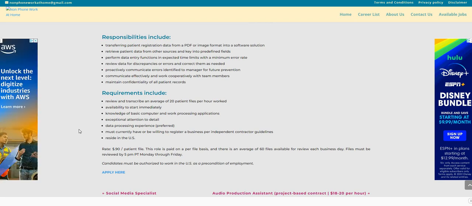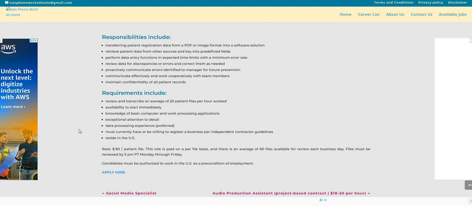Availability to start immediately. Knowledge of basic computer and word processing applications. Exceptional attention to detail. Data processing experience, but this is just preferred. Must currently have or be willing to register a business per independent contractor guidelines. Reside in the U.S. And the pay, guys, it is $54 a day.